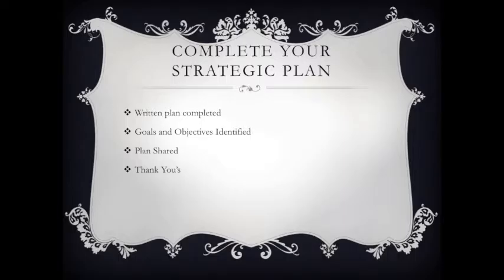In this portion of the strategic planning process, a physical written plan will be drafted and finalized. Goals and objectives will be identified, the plan will be shared, and any assisting parties will be thanked appropriately.